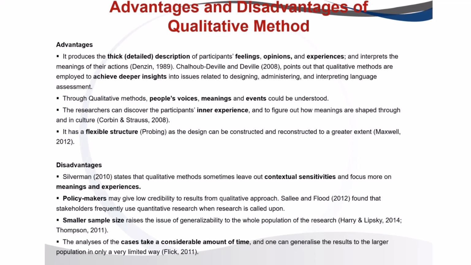The advantages of qualitative: it produces thick, detailed description of the participants' feelings, opinions, and experiences. You are also able to achieve deeper insights about the issue. We've spoken about the aspect of probing. You can probe the participant, but you can't probe the participant until the cows come home. You have to have a stop, definitely.